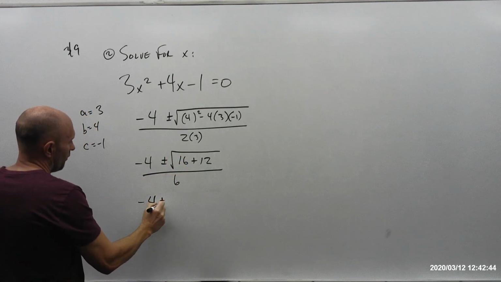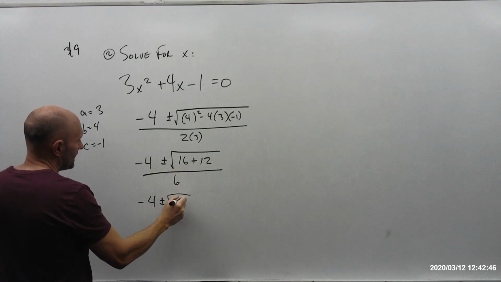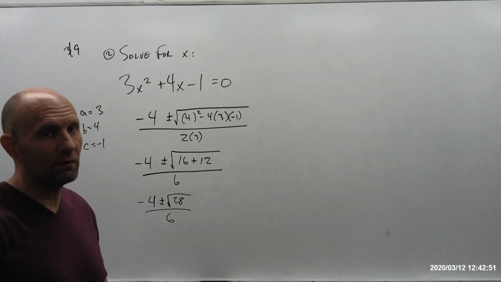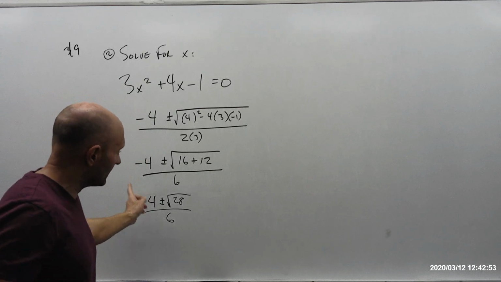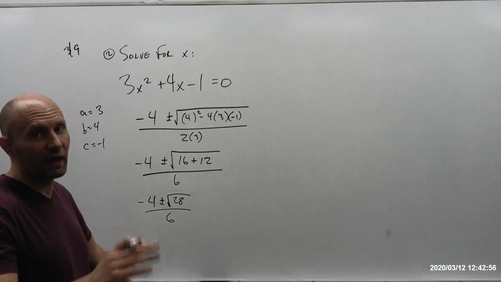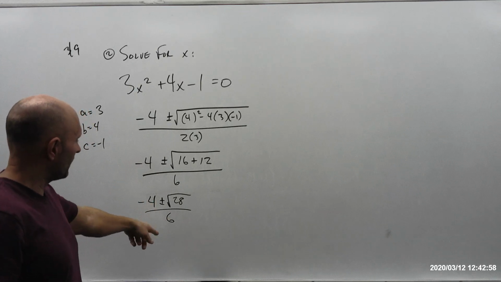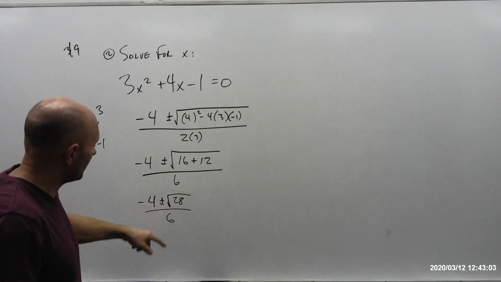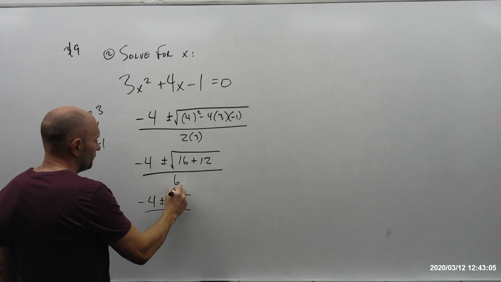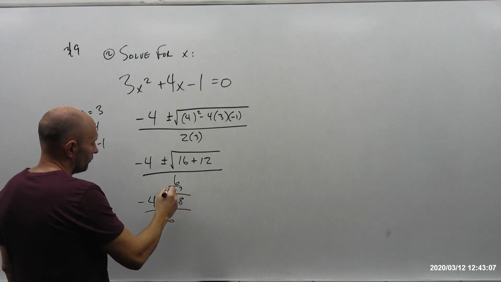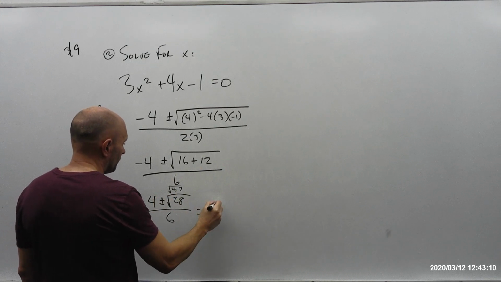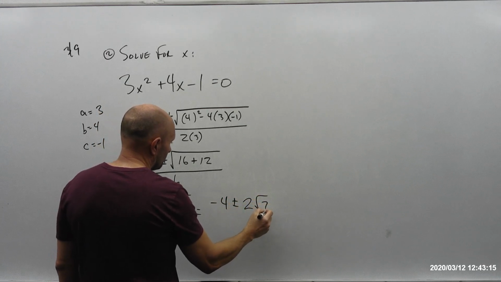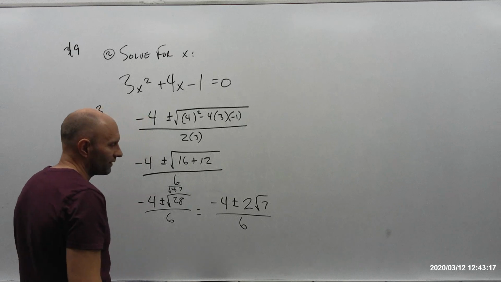Simplify this. Negative 4 plus or minus square root of 28, all over 6. And as I've warned you all semester long, you can't cancel 4 and 6 here. It's got to be everything or nothing. Well, I can't cancel anything with the 28 and the 6 because the 28 is under the square root, but I can change 28 into 4 times 7. So the square root of 4 is 2, so if I bring that out, I get negative 4 plus or minus 2 times square root of 7 all over 6.